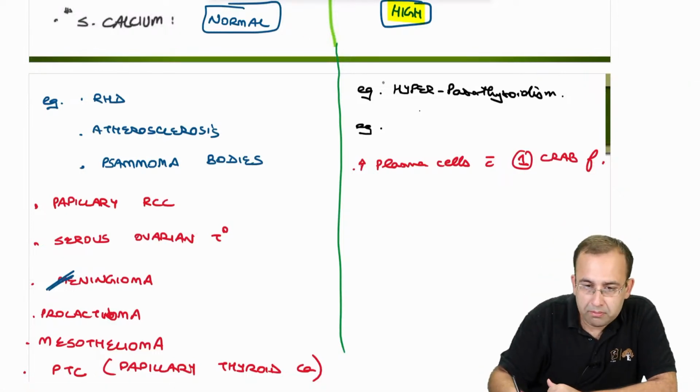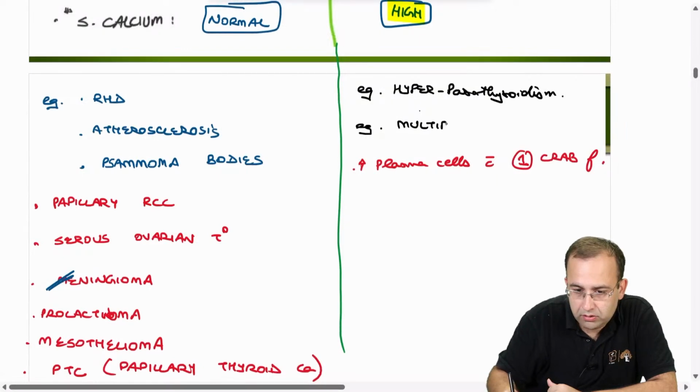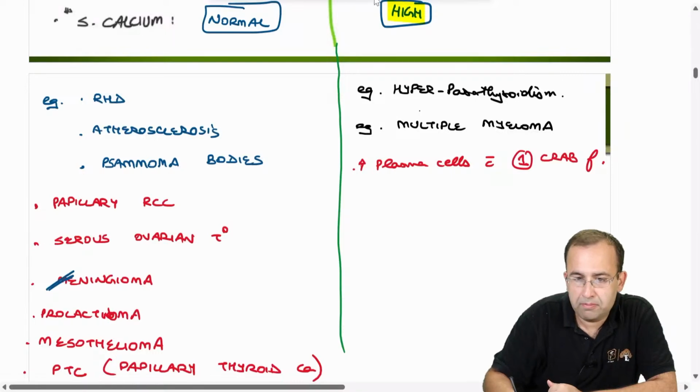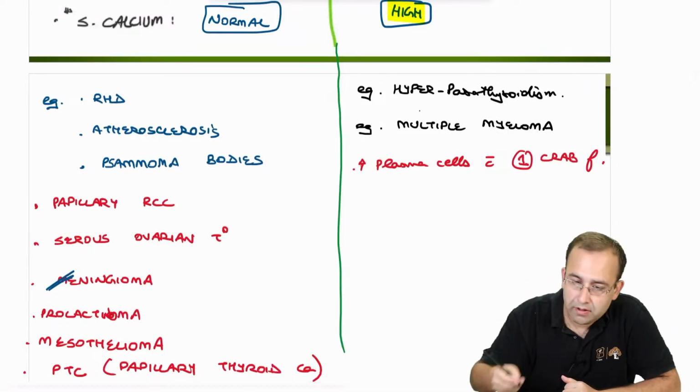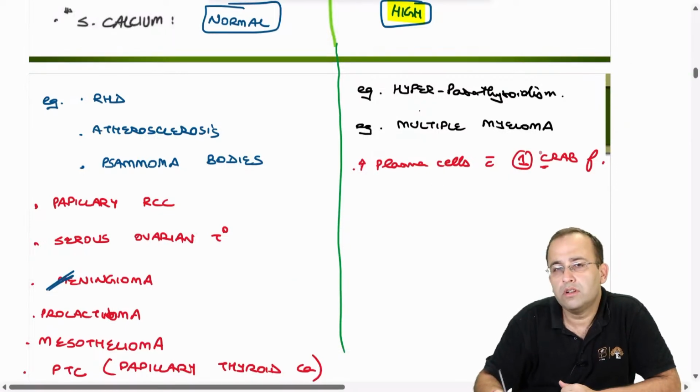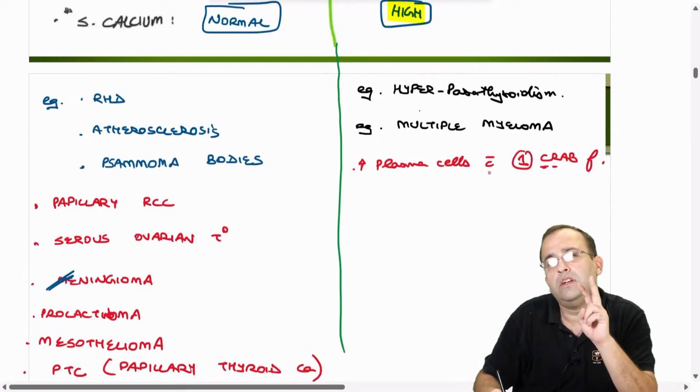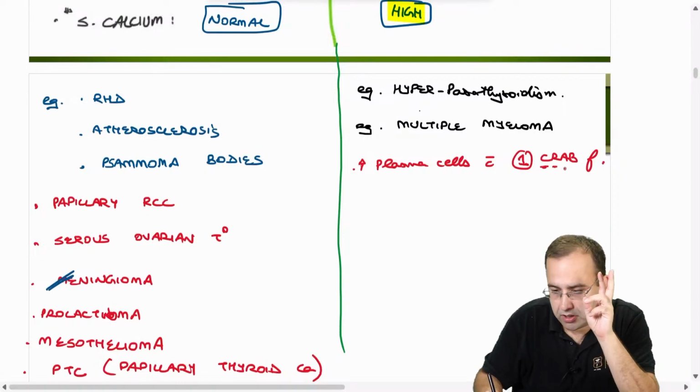Multiple myeloma. Perfect. It is called multiple myeloma, which is a malignancy of plasma cells. There are increased numbers of plasma cells with any one CRAB feature. CRAB: calcium is increased, R, renal insufficiency.